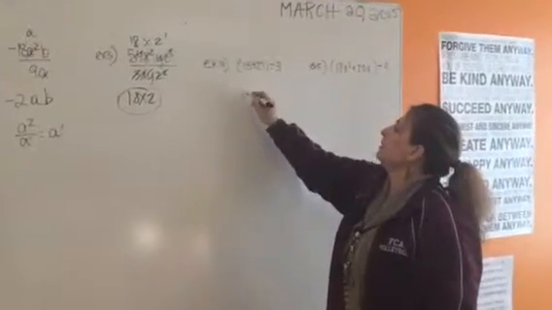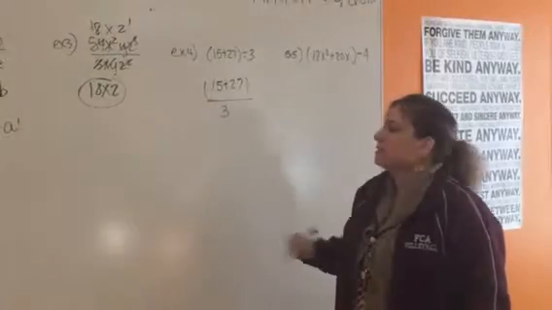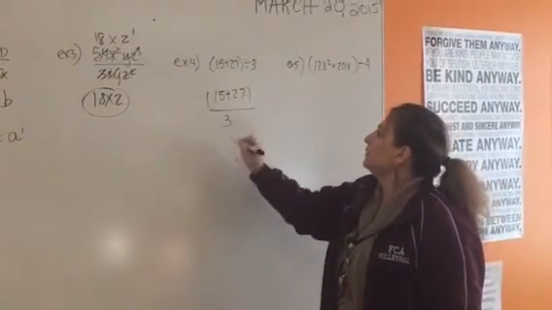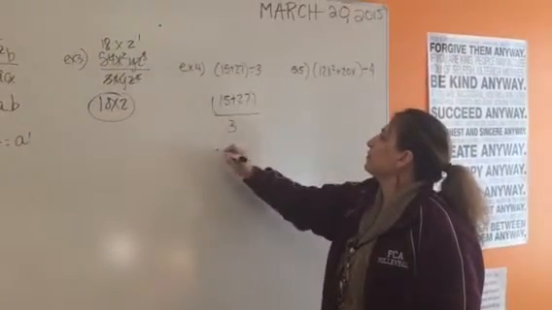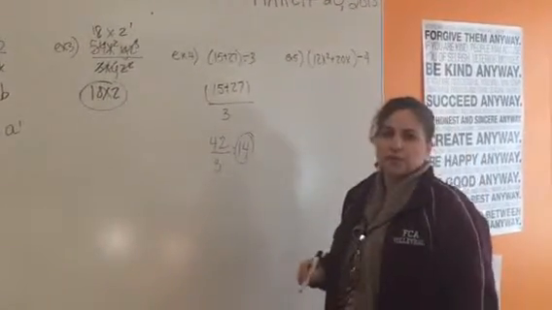4, this just shows you PEMDAS at its best. 15 plus 27 divided by 3. What do you do first in PEMDAS? Parentheses. 27 and 15 is 42, 42 divided by 3. 42 divided by 3 is 14.